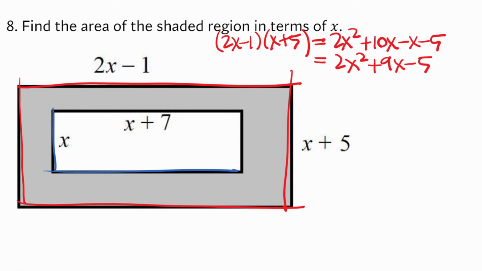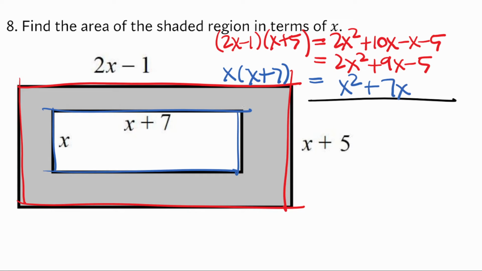Area of the interior rectangle will be x times x plus 7. That's going to be x squared plus 7x. And I think I can look at it as subtraction just like that, right? It's pretty lined up. If I got 2x squared and I subtract 1x squared, I'll have 1x squared. 9 minus 7 would be positive 2x. And negative 5, well, I'm not subtracting any numbers, so it'll just be negative 5. And that'll be the area of the shaded region in terms of x.